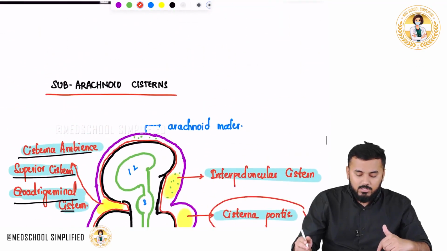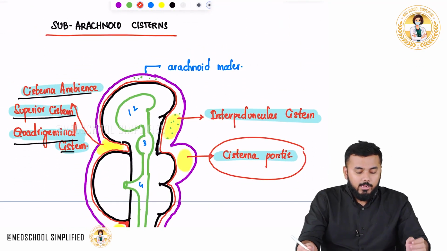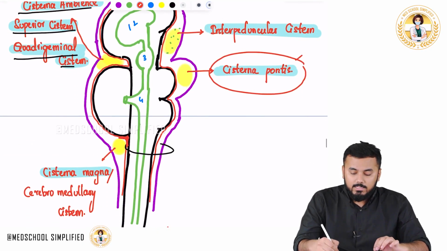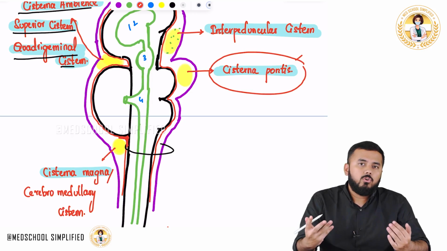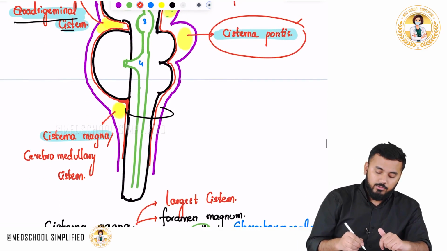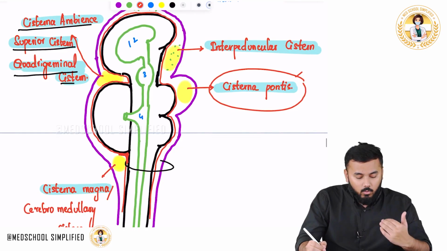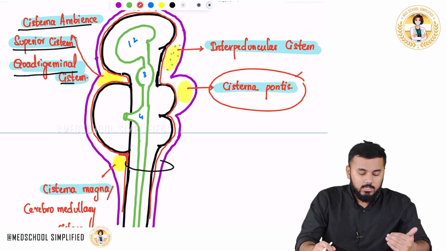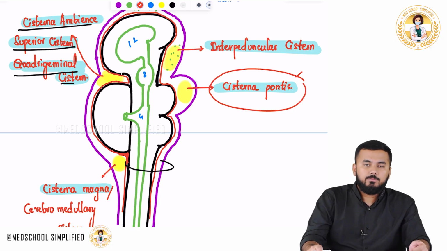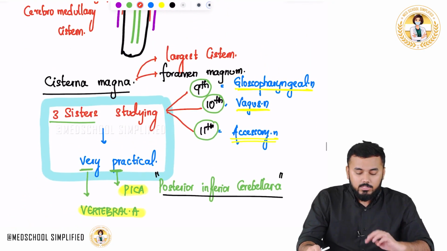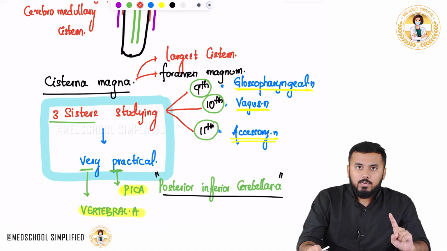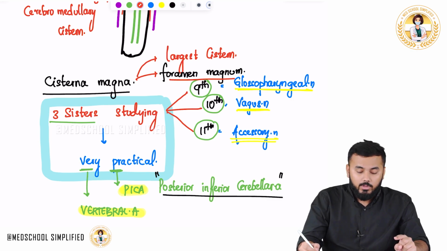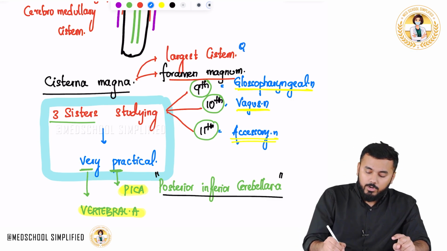But let us have a quick recap of all the cisterns here. Subarachnoid cisterns, there are basically 4. One is called Cisterna pontis, in front of the pons. Next we have the interpeduncular cistern. Next we have the Cisterna magna and the quadrigeminal cistern, which is also called the superior cistern, which is also called Cisterna ambiens. Now coming to the Cisterna magna, this is one of the largest cisterns and it is present near the foramen magnum. These two are very important questions.